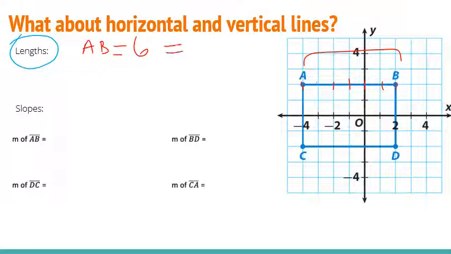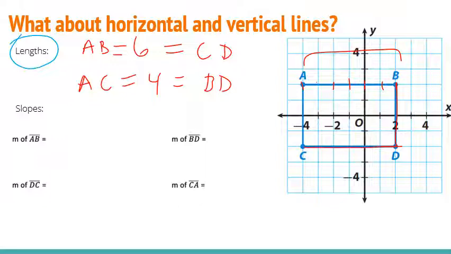So AB and CD both equal 6 because they're just 6 units long. And then AC and BD are 4 units long. Okay, so when they're horizontal or vertical, you can count, but take my word for it, you can still use the distance formula. What we're really interested in on this page is what the slopes are going to look like. So I will calculate one of them, and then I want you to calculate the rest of them, okay?